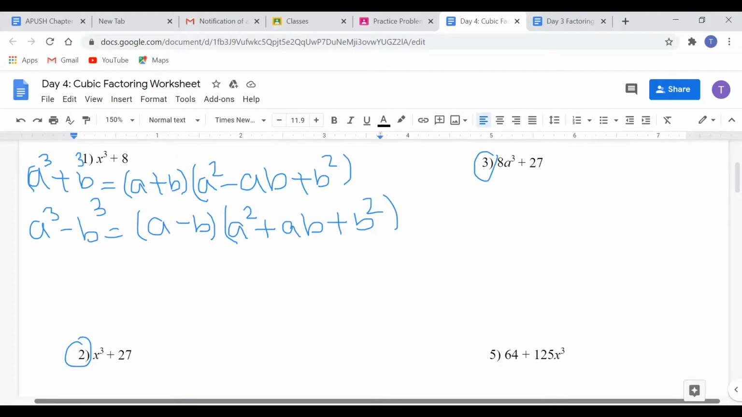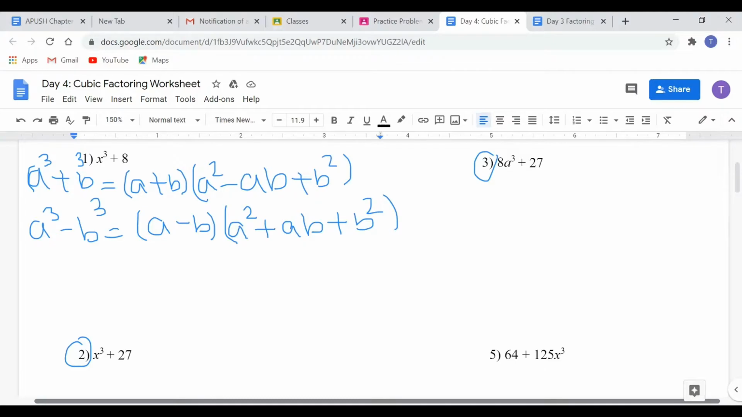So again, just for a quick recap, you have to figure out if the given expression has 2 perfect cubes or not, right? If it has 2 perfect cubes, then you just figure out what your A and then what your B is. Your A and B should be the cube roots of your given numbers and expressions. Once you figure that out, you just plug them into the formula.